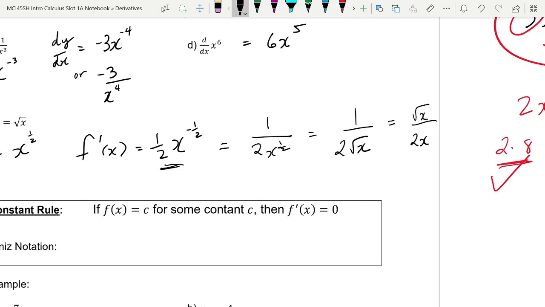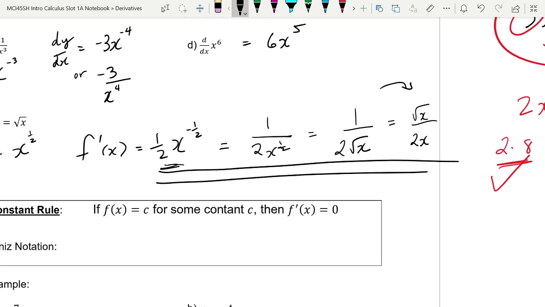What did I do between here and here? Right, I rationalized the denominator. I multiplied top and bottom by root x. So all of these things say the same thing. See how important notation gets? Right, they all say the same thing, right? If you were doing your homework and you got to here and the final answer in the textbook was at the other end, would you recognize that you had the right answer?